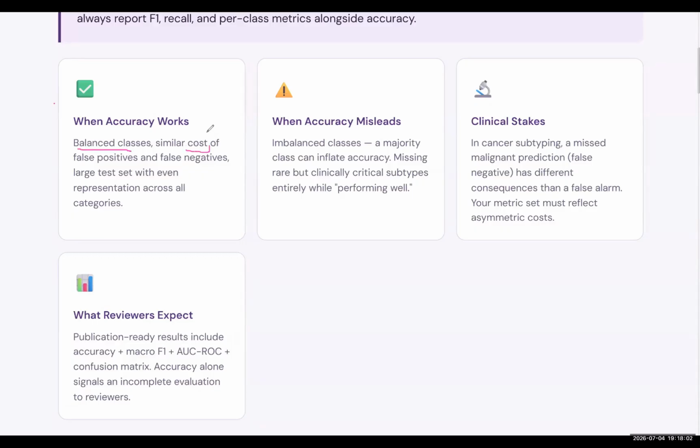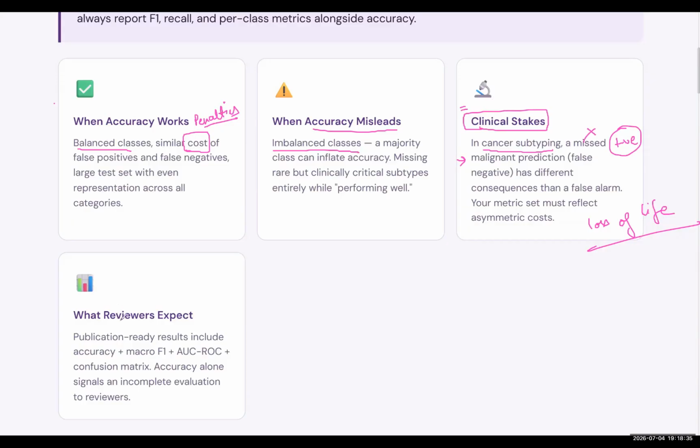Okay, because all the classes will have similar cost and similar penalties. Okay. When will accuracy mislead? When your classes are imbalanced. Take a clinical case: in cancer subtyping, if the model misses a positive patient who is suffering from cancer, that cancer has been missed, so there is a loss of treatment, and loss of life can also occur, right? So in the real world, this would be very dangerous.